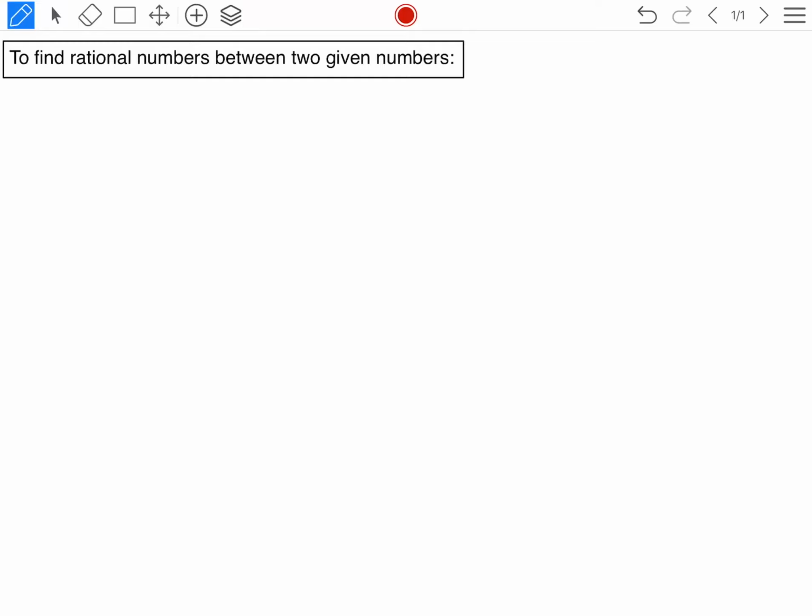So in this class we are going to learn how we can find one or more rational numbers between two given numbers. Two rational numbers would be given to us, and suppose we need to find one rational number between these two rational numbers. Such type of questions would be given to you. Now see, there are actually two ways.